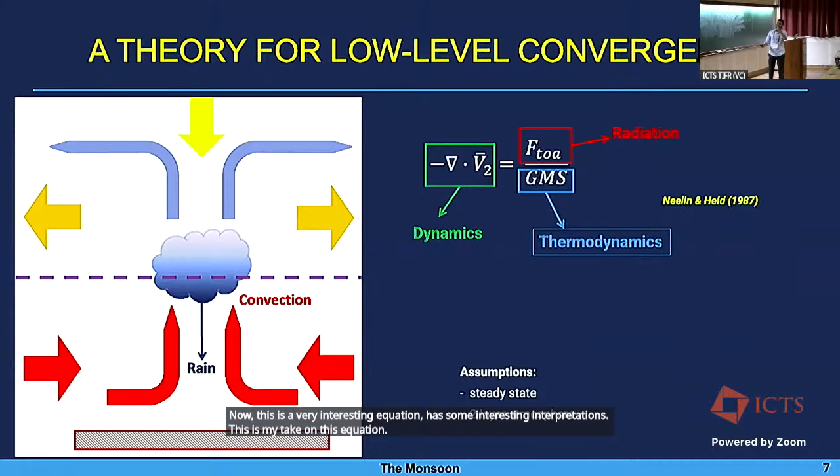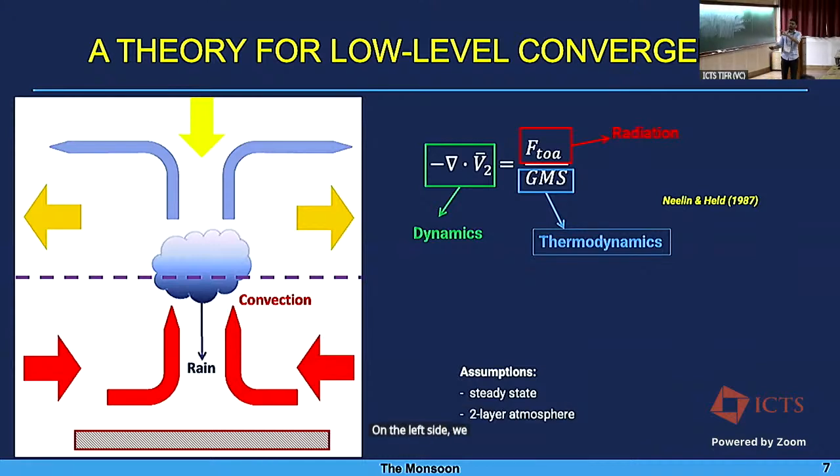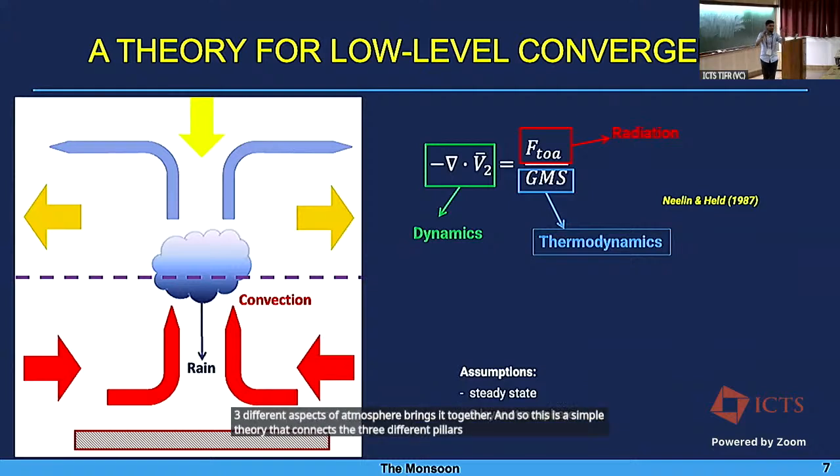On the left side, we have dynamics of the lower troposphere. Numerator is radiation, and denominator, in some sense, represents thermodynamics of the atmosphere. So this is one equation that combines three different aspects of the atmosphere, brings it together, and so this is a simple theory that connects the three different pillars of atmospheric sciences.